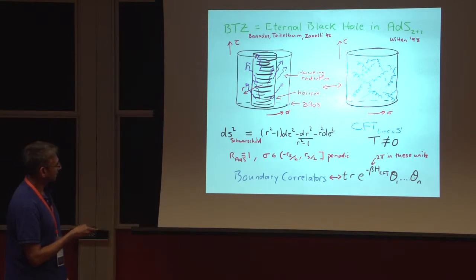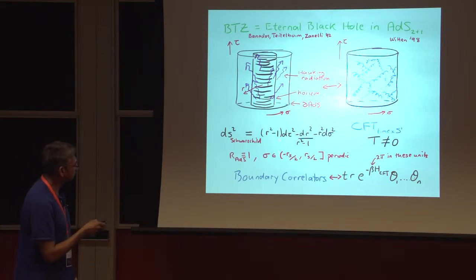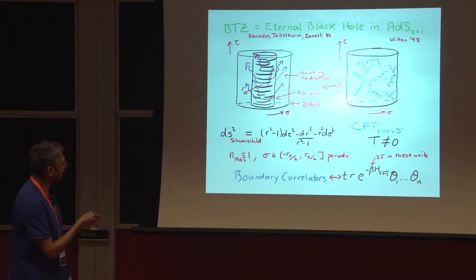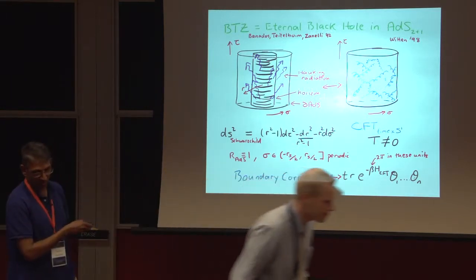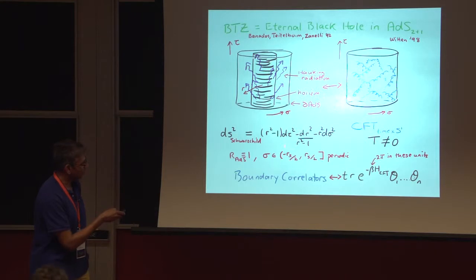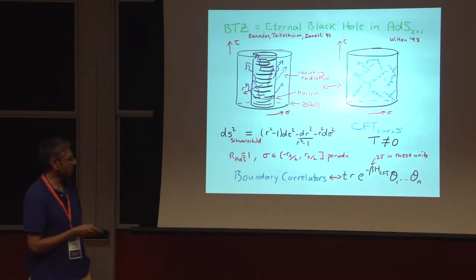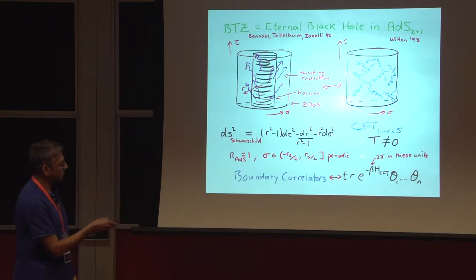The only thing unusual here is that, just for later convenience, I've changed the angular direction sigma to not be 2 pi periodic, but to have a period which depends on the Schwarzschild radius of the black hole. So in these funny coordinates, the Schwarzschild radius looks like it's at 1, but that's just for convenience. And in these coordinates, the temperature of the CFT that's dual to this is 1 over 2 pi. Okay.